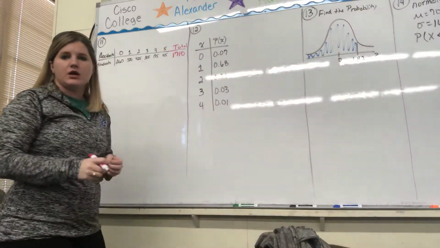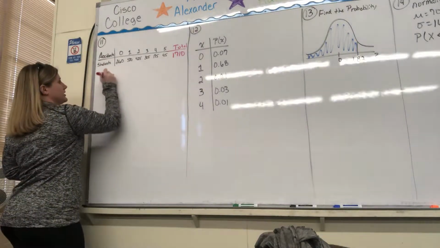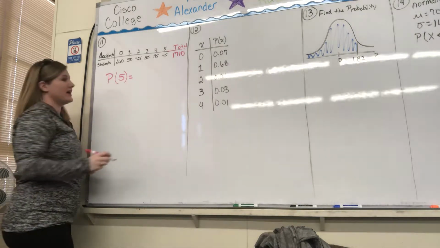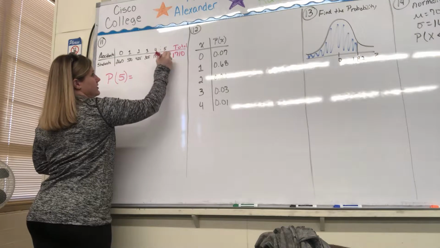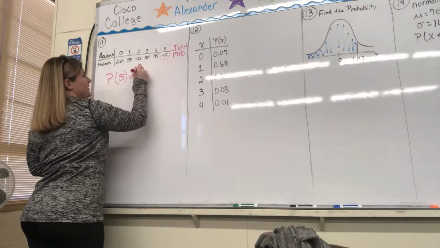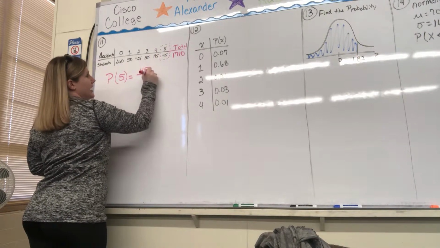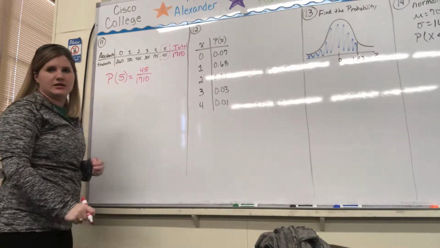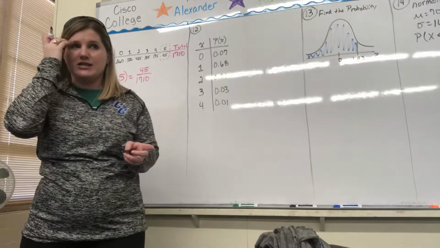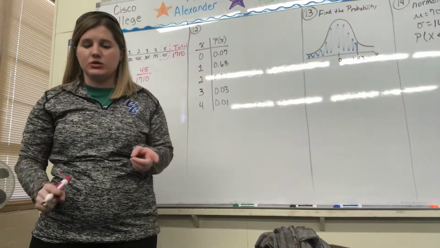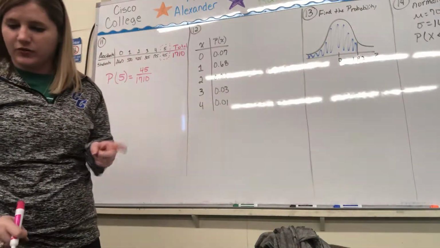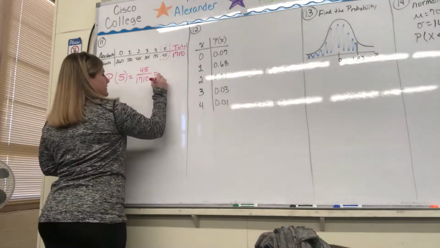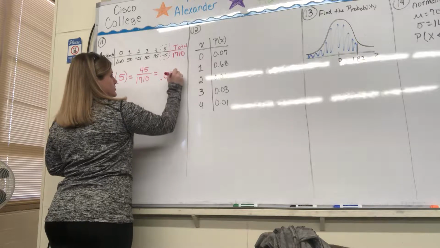1,710. So the probability of having 5 accidents is 45 out of 1,710. And let's go ahead and change that to a decimal. Using your calculators, 45 divided by 1710 would get us 0.026.